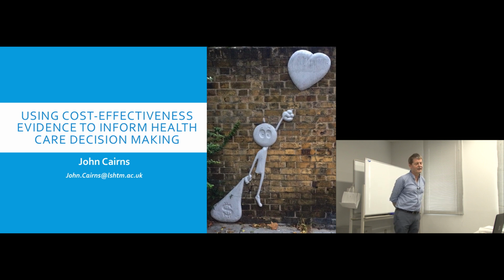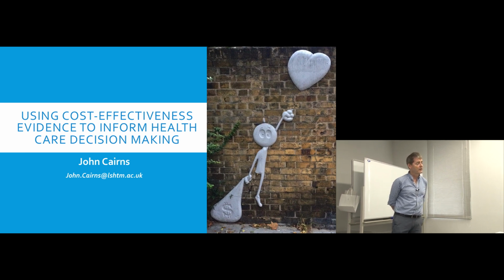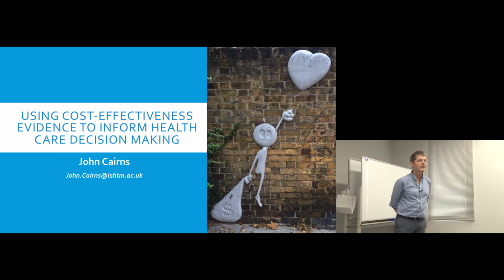Another one I'll be talking a little bit about later this week is the Joint Committee on Vaccination and Immunisation, or JCVI. And again, they utilise health economic information to try and assist them in taking decisions regarding which programmes of immunisation to introduce or which not to introduce.